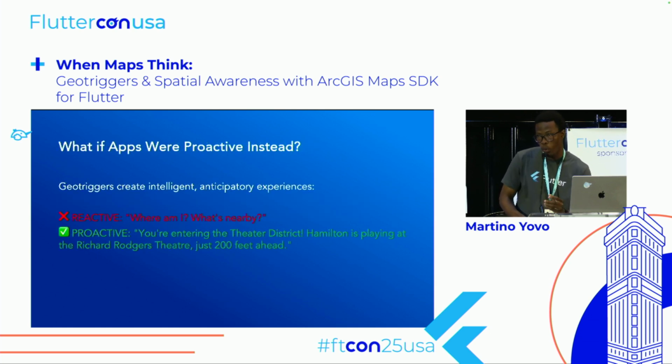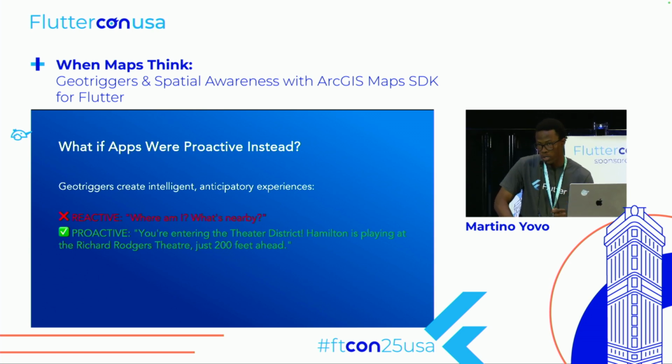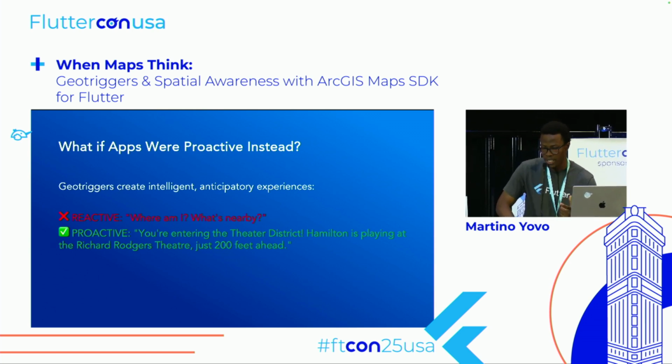Now, with geotriggers, we can create proactive location applications. By that, I mean that instead of asking where am I and what's nearby, the app automatically tells you where you are. For example, it's going to say you're entering this specific area, and this is what is happening there. That's what we talk about when we talk about proactive applications. Instead of the user asking where he is, we are going to tell him exactly where he is without him asking.